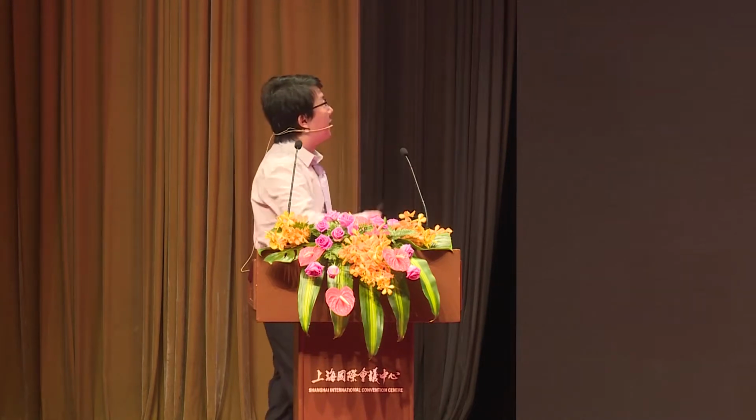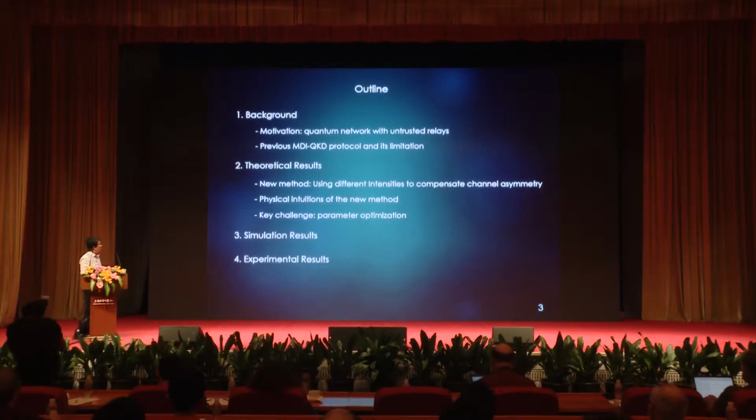Then we're going to bring forward our theoretical results. We propose a new method that uses different intensities to compensate for channel asymmetry and lift that limitation. I'm going to introduce the physical intuitions of why our method would work effectively, and also the key challenge of implementing such a method, which is parameter optimization. I'm going to introduce how we address that problem.